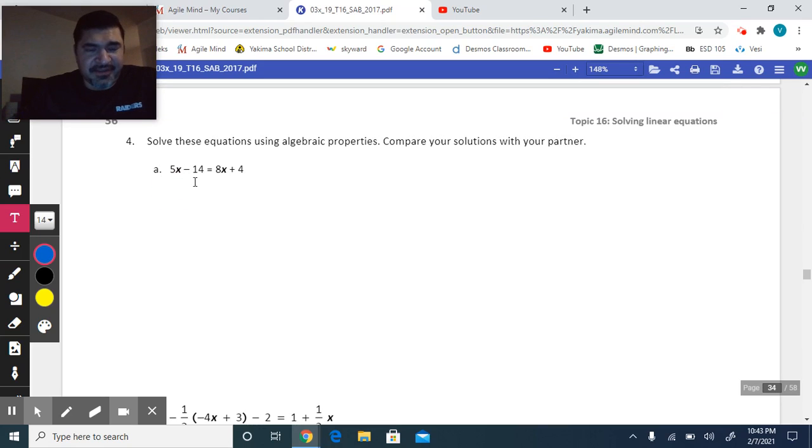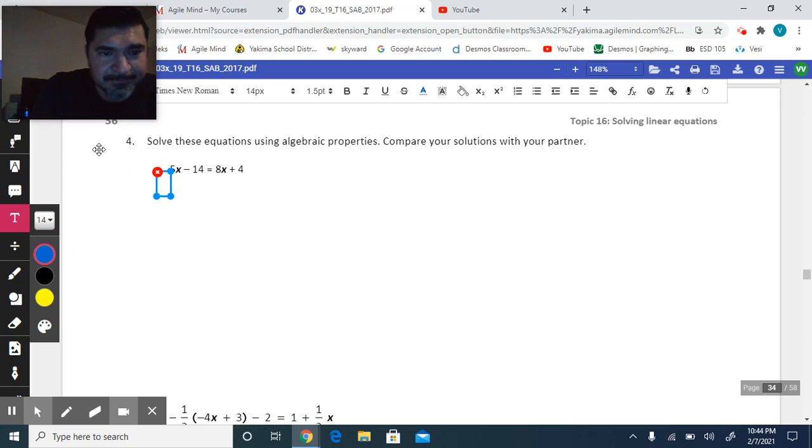Okay, so looking at this, I'm looking at the variables here. I have a 5x here and an 8x on this side. Remember it's better to move the variable with the smaller coefficient. Now you don't have to, but it does end up being a little bit easier. So I'm going to go ahead and move 5x or eliminate 5x. I'm going to move it over here to this side. So the way to get rid of a positive 5x is to subtract 5x. So I'm going to subtract 5x on both sides.